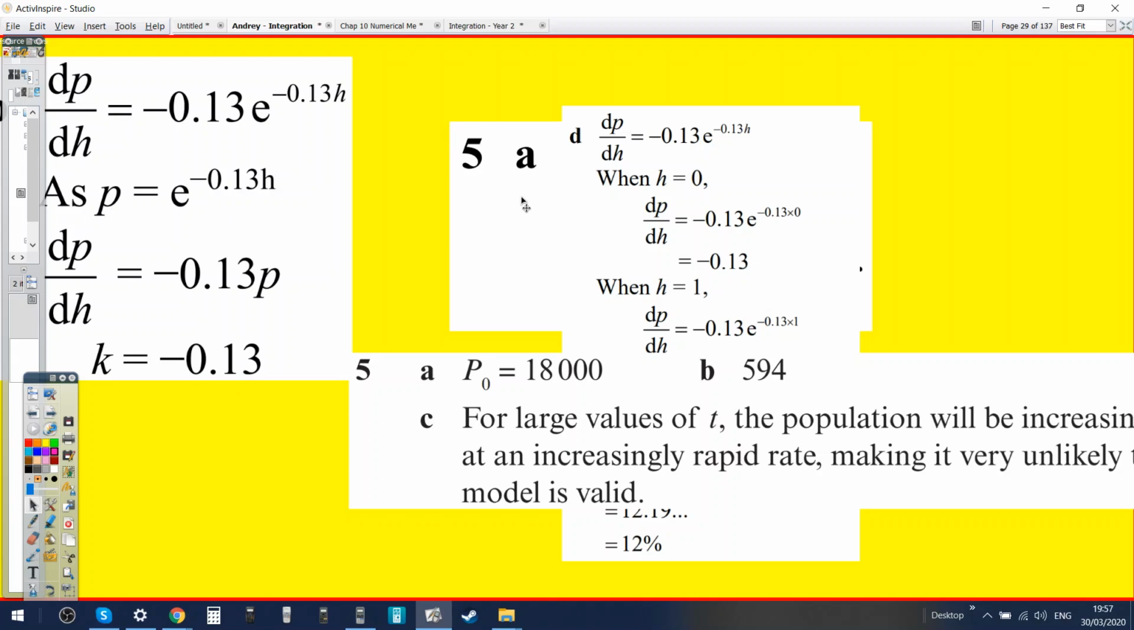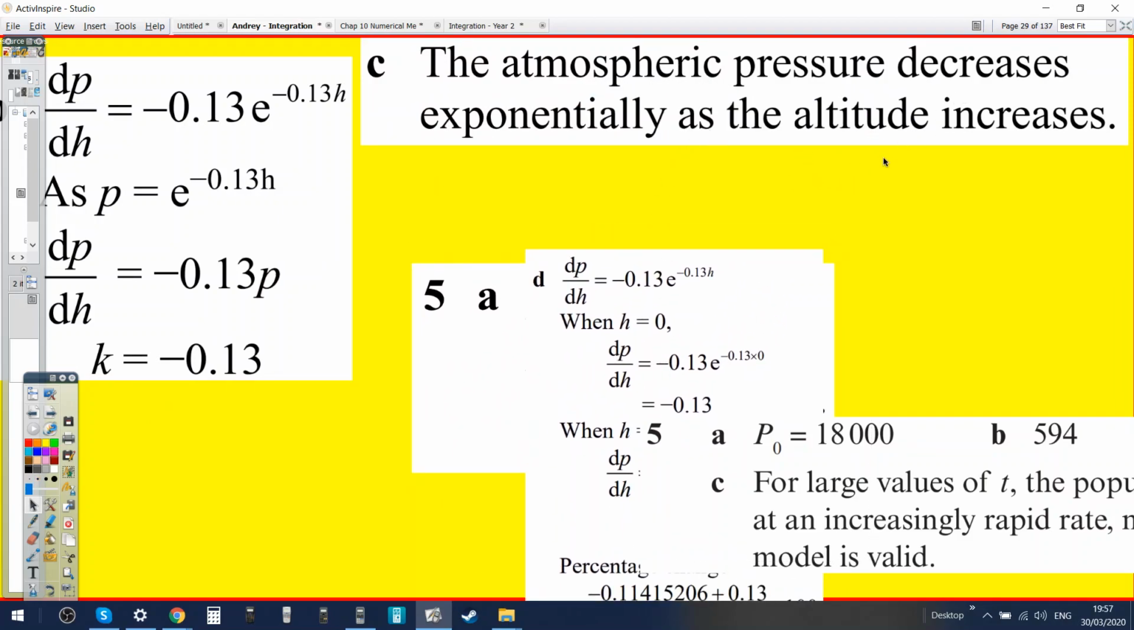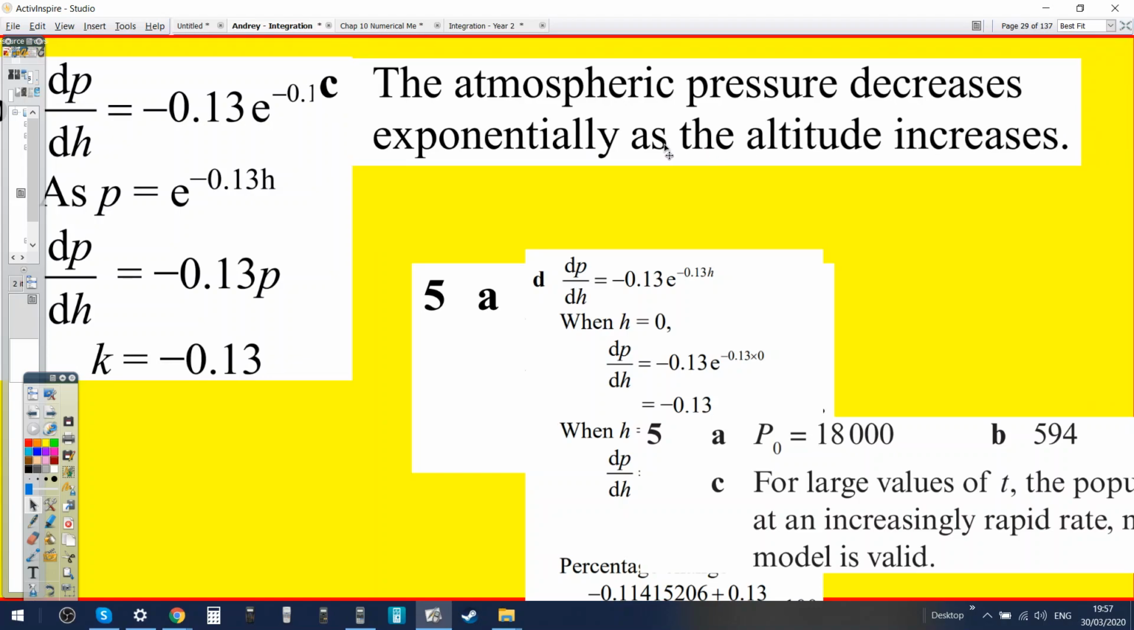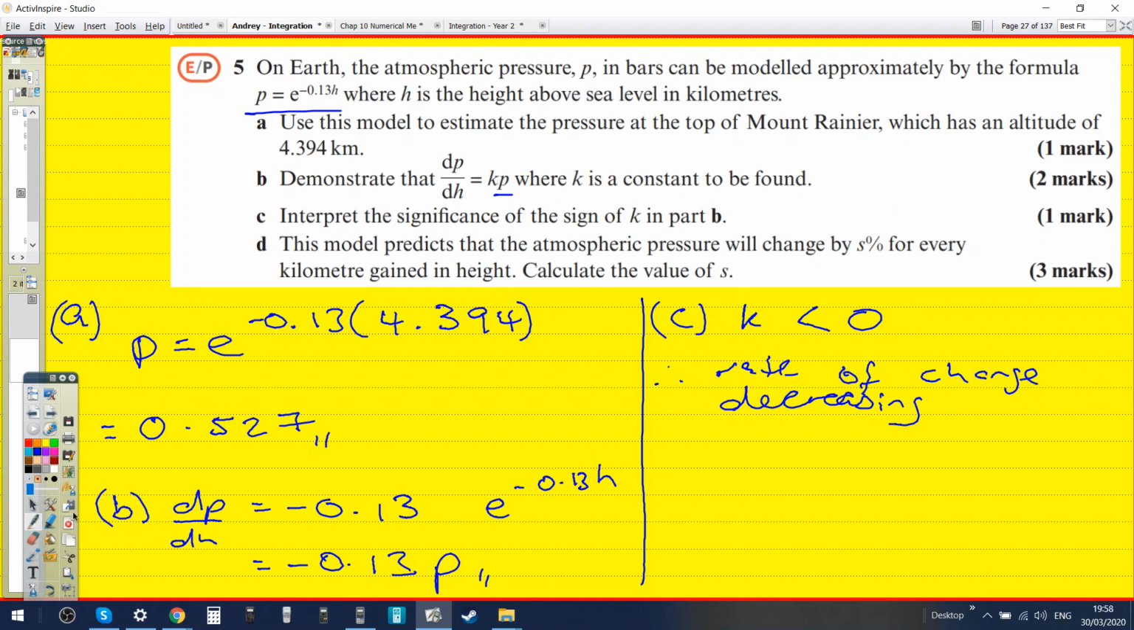For question C, the atmospheric pressure decreases exponentially as the altitude increases. Okay, so they just kept it simple. They didn't talk about rate, just that the atmospheric pressure decreases exponentially. That's the important bit. It's a bit like negative correlation. So as height increases, atmospheric pressure decreases exponentially. And D.